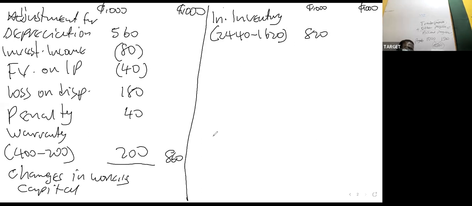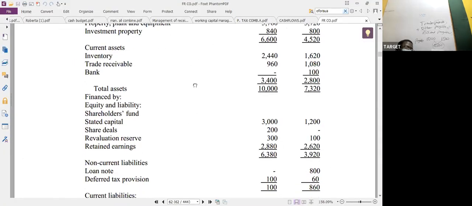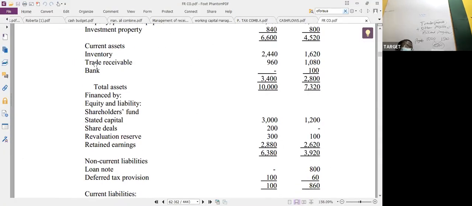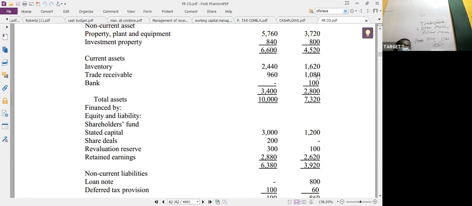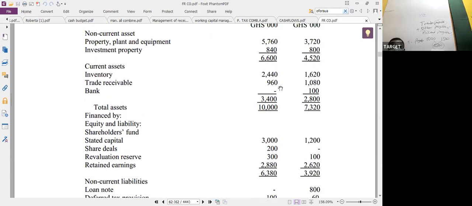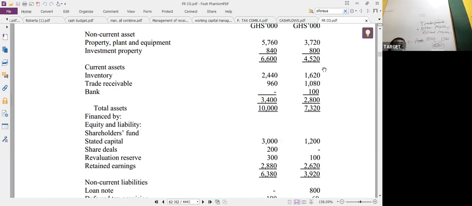Let's go to receivable. Thank God the examiner wrote trade receivable. What's the figure? It has moved from 1,080 to 960. Decrease from 1,080 to 960. So the difference, what do you get? So let's go and put it in.